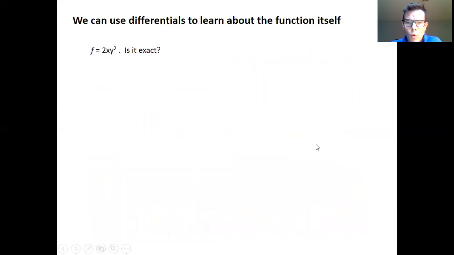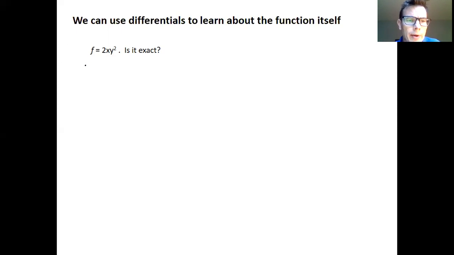And I'm going to give you one example here. F equals 2xy squared. Is this function exact? If you want to follow along, you can follow along. If you want to try this yourself, you can try it yourself. Here's how this goes.